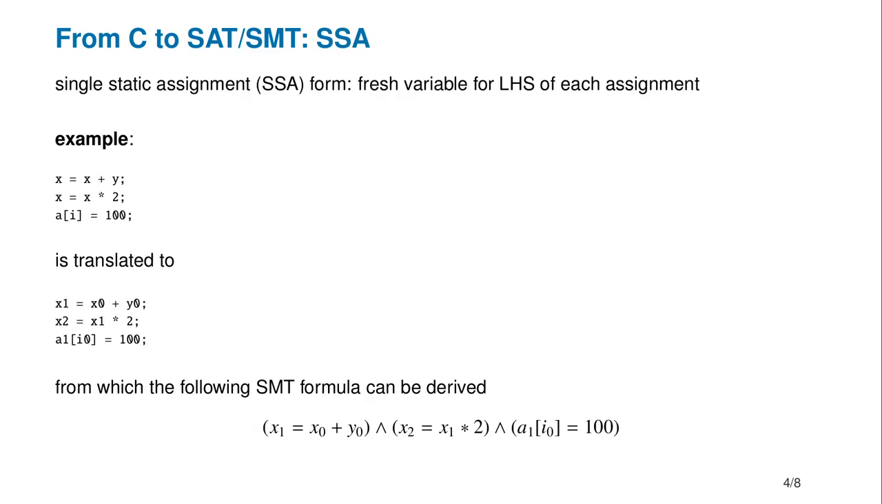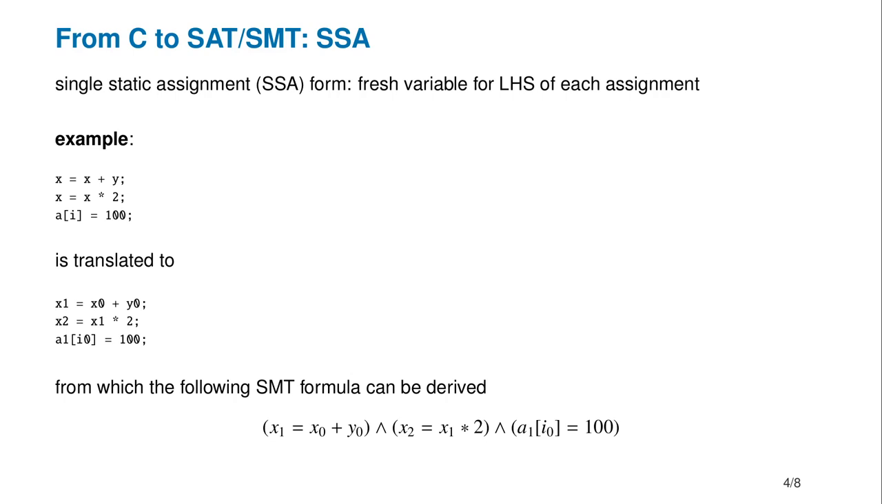Okay, then in Boolean logical formulas, it's not possible to have states. We have only variables which can take a certain value. And in order to deal with this, we have to find a single static assignment form of a program. So for each left-hand side of each assignment, we introduce a fresh variable.